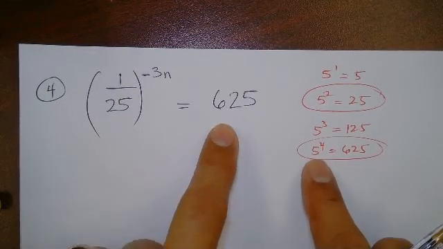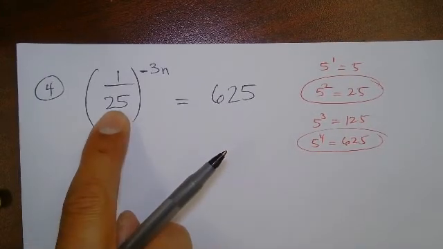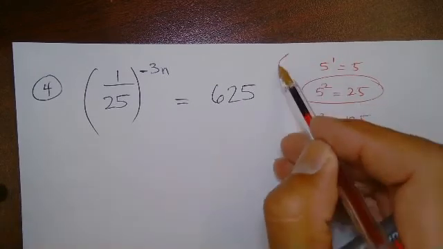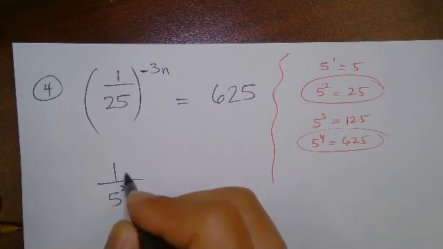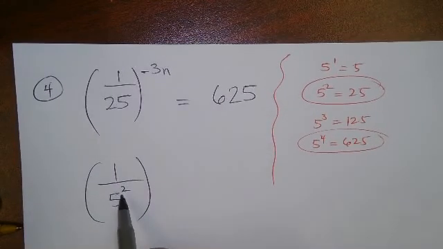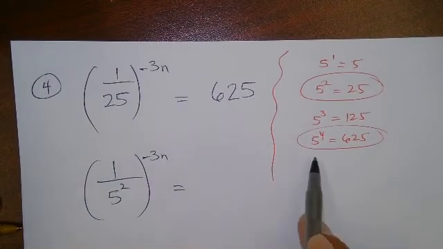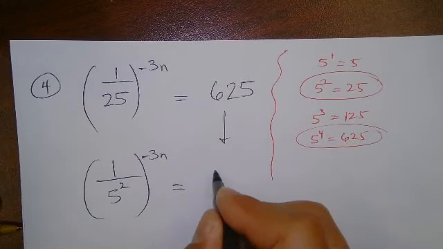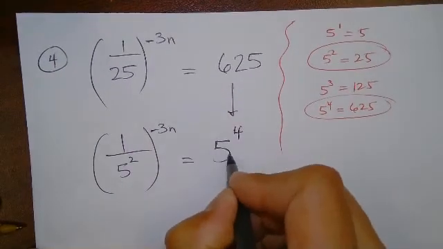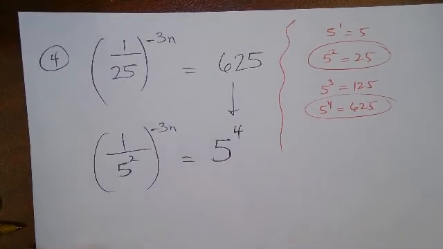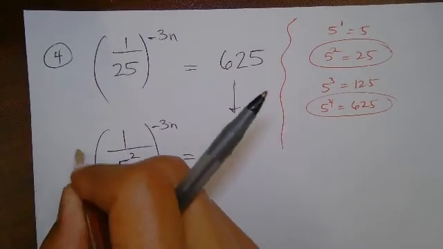So I'm going to change the 25 to 5 squared, and I'm going to change my 625 to 5 to the power of 4. You have to change this to a base of 5 and change that to a base of 5, yeah? So that'll be 1 over 5 squared, which is the same as 1 over 25. And don't forget, you still got the negative 3n power there, is equal to 5 to the power of 4. A 5 is my base here, and a 5 is my base here.